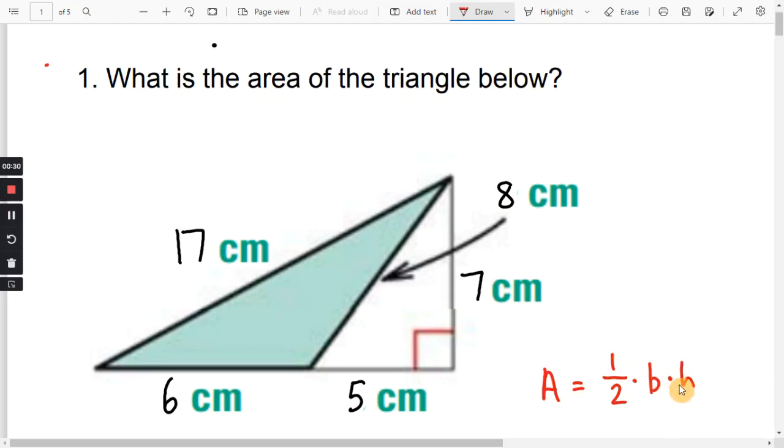Now, the base and the height are always perpendicular to each other. They always make a right angle. And the base can be any side of the triangle. So if we make this side the base, B is going to be 6. If this is the base, the height is going to be this right here. It goes from a vertex point, and then it is perpendicular to the base. So this right here is going to be the height.